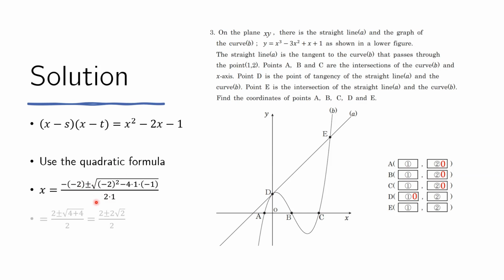And so if we simplify this, we get this. So 4 plus 4 is just 8, so that becomes 2 square root of 2. And now the 2's here can cancel. And now we get two values: 1 plus square root of 2 and 1 minus square root of 2. And that's very nice because each of them corresponds to s and t.